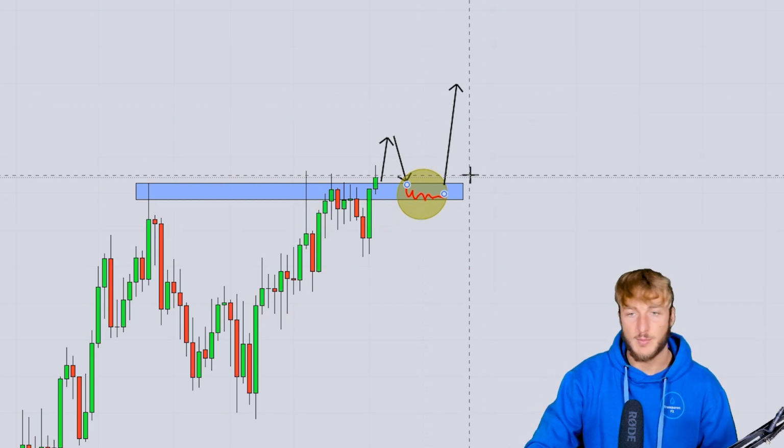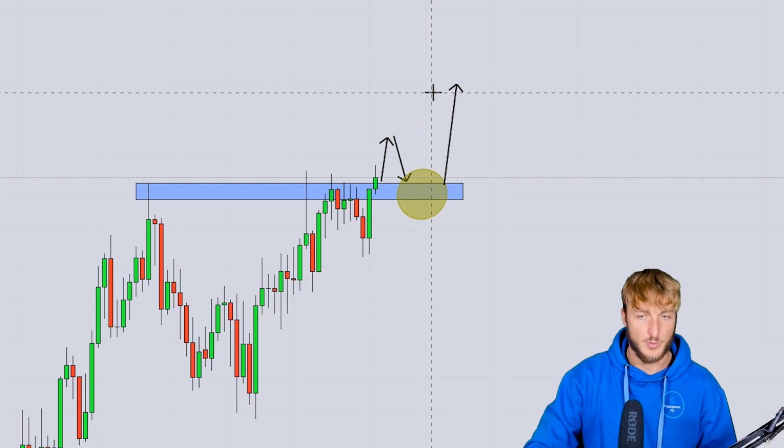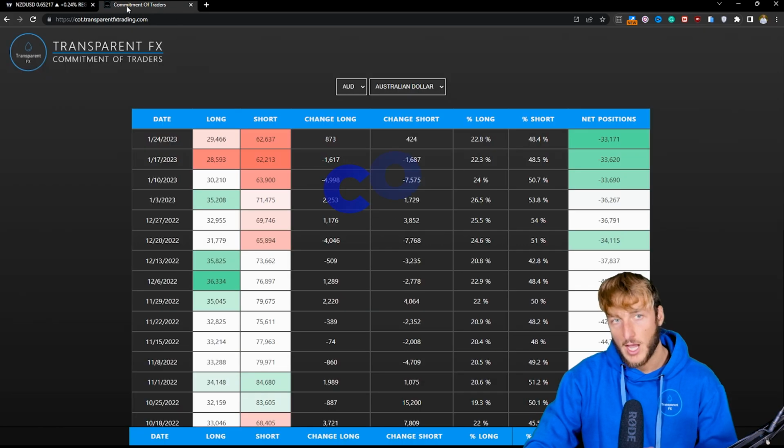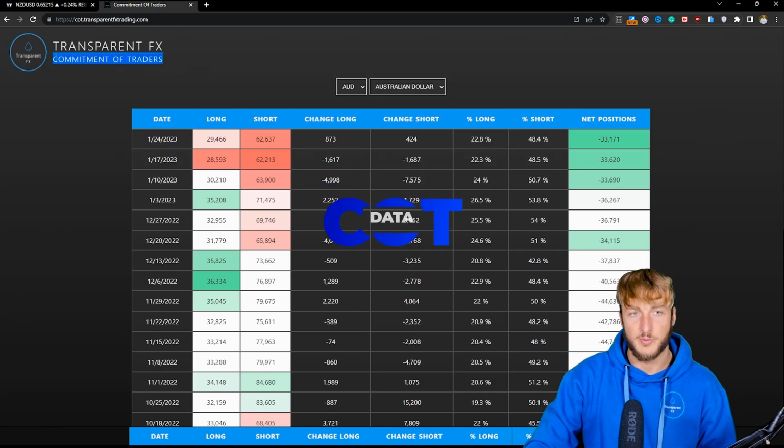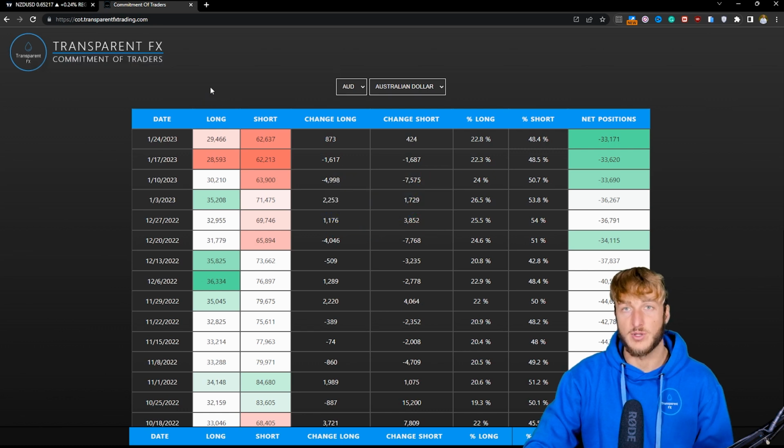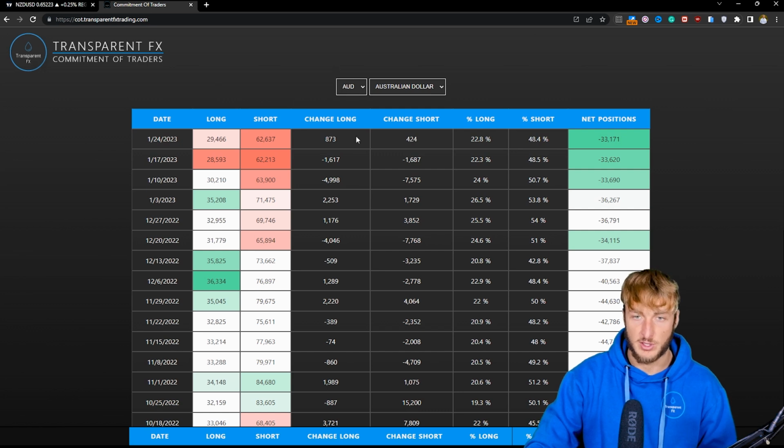Now, if that would happen, I will also explain how we could be approaching that, but before, I want to check what we have when it comes to the Commitment of Traders.